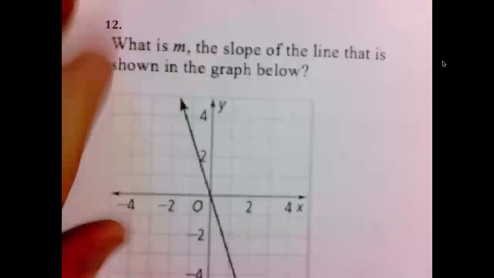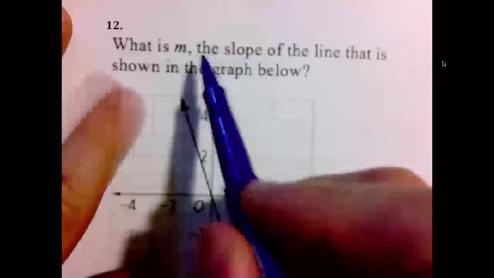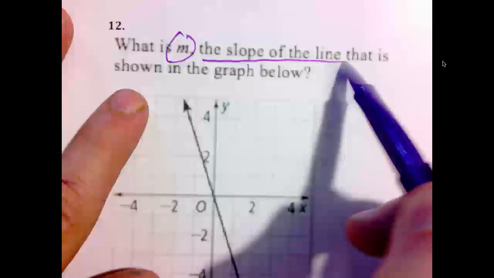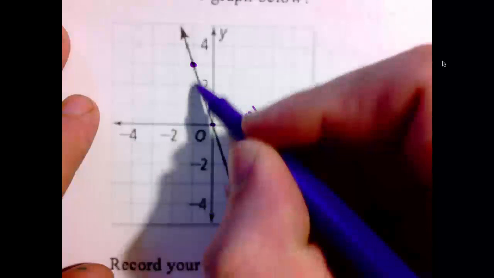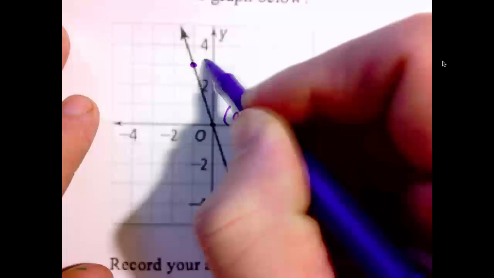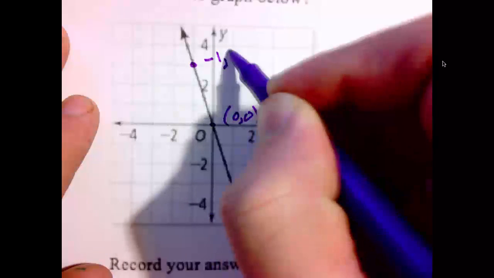Number 12. We want M, the slope of the line. Okay, well, to find the slope we need 2 points. Looks like one of our points is 0, 0. And it looks like another good point is this one, that is -1, 1, 2, 3. -1, 3. Okay.